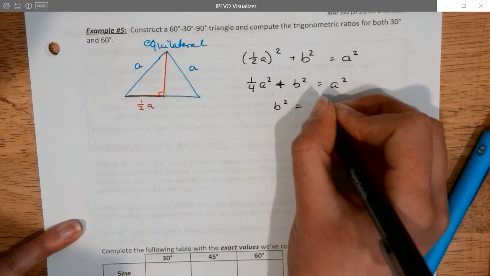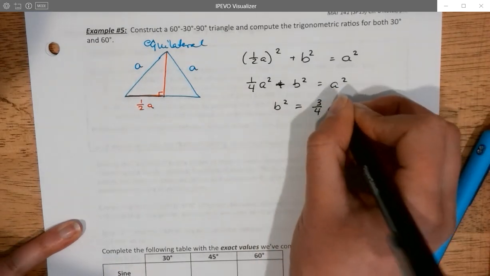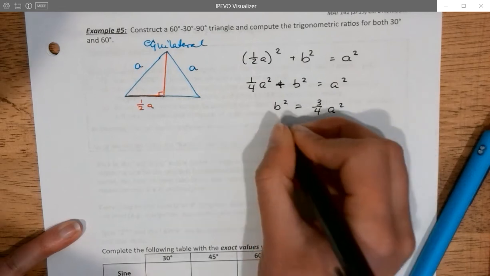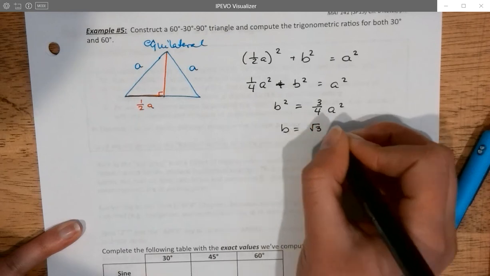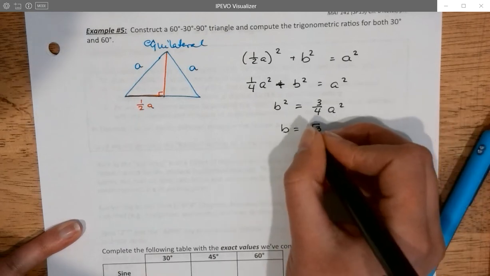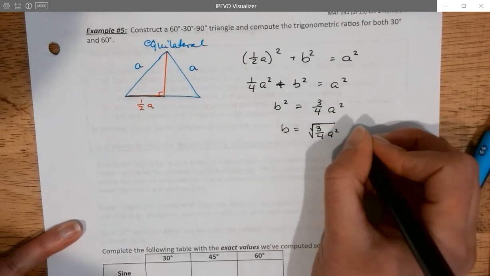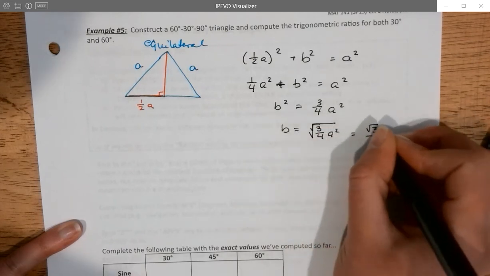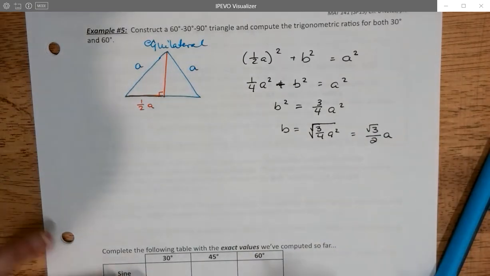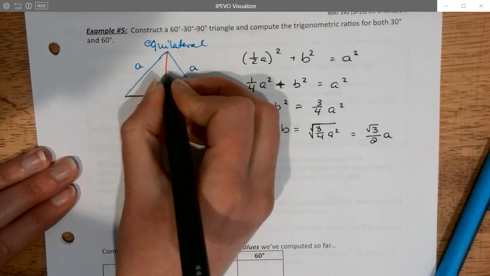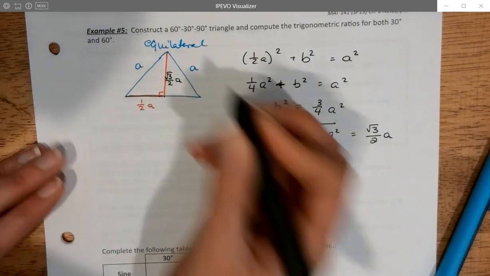B squared equals 1 minus 1/4, which is 3/4, A squared. Square root both sides. B is equal to the square root of 3/4 A squared, but I can square root that piece by piece. So it's square root of 3 over 2, times A. Square root of 4 is 2, square root of A squared is A. So that gives us the length of this side: square root of 3 over 2 times A.